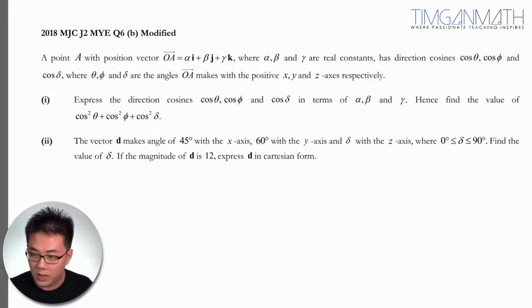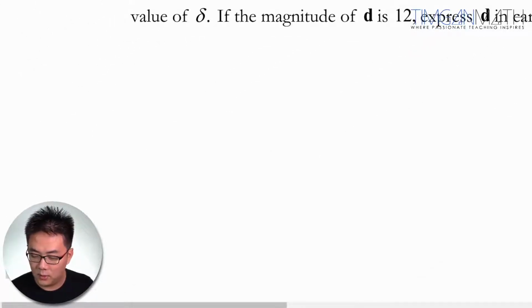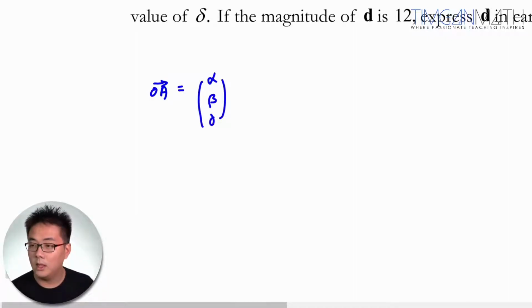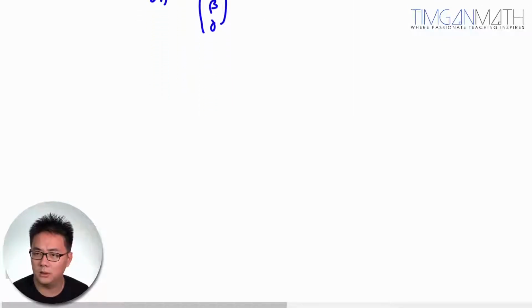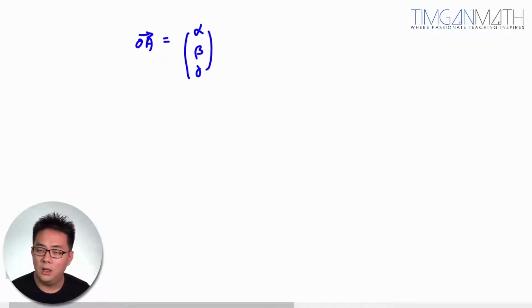So you're given OA is alpha i plus beta j plus gamma k. So I'm just going to write this now. OA is equal to alpha, beta, gamma. And you're given that the direction cosines are cosine theta, cosine phi, and cosine sigma, the cosines of the angles the vector makes with the positive x, y, z axes.